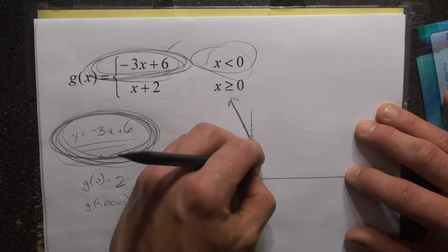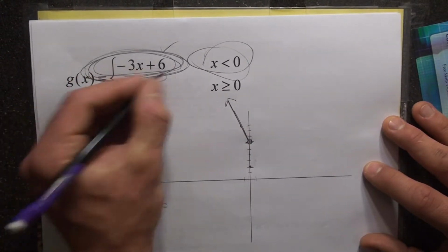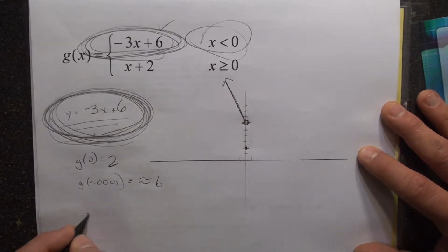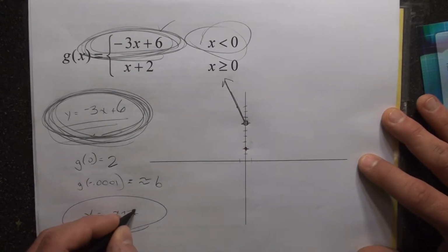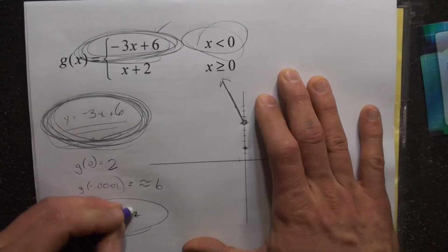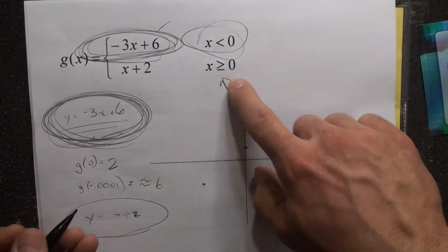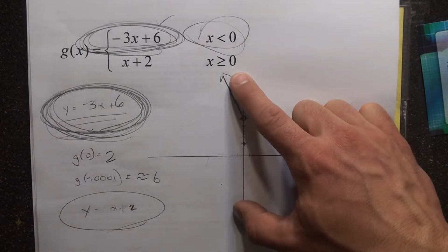Now, actually, we're going to erase this. That point is not on the graph. That was just how we were looking at the original line from the first part. Okay, so now we're going to graph y equals x plus 2. All right. We're going to graph y equals x plus 2, and we're going to do that for whenever x is greater than or equal to 0.